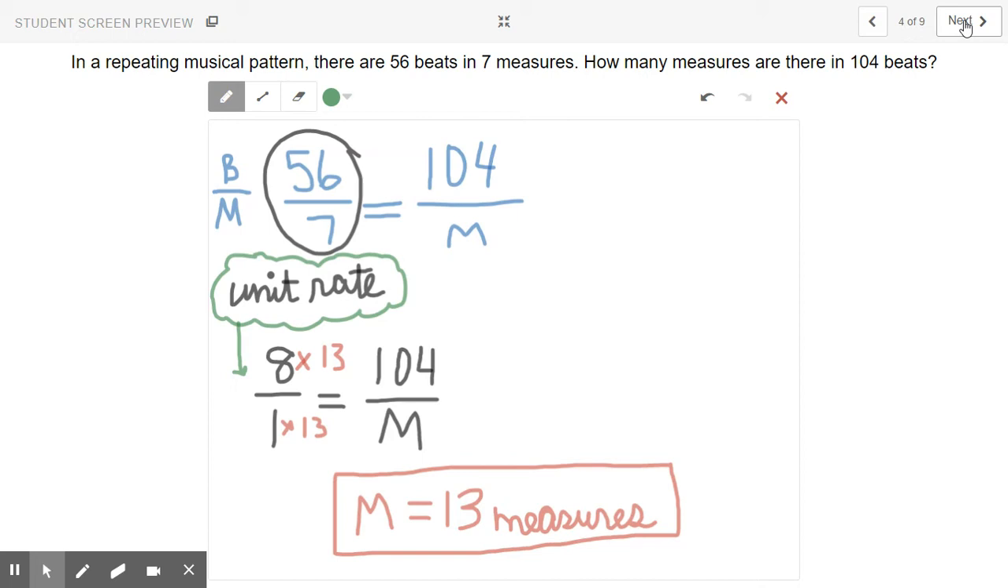You could divide 56 and 7 both by 7 to get 8 beats per measure. So now 8 times what makes 104? I divided 104 by 8, you get 13. So 8 times 13 is 104, 1 times 13 is M. So in 104 beats, there are 13 measures. So finding the unit rate helped me fill out the proportion.